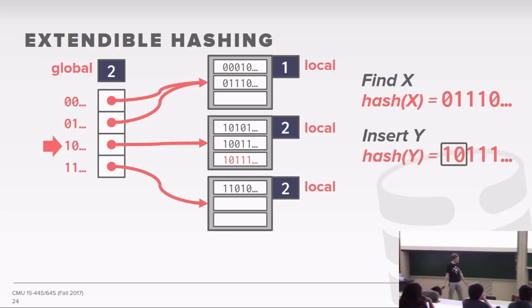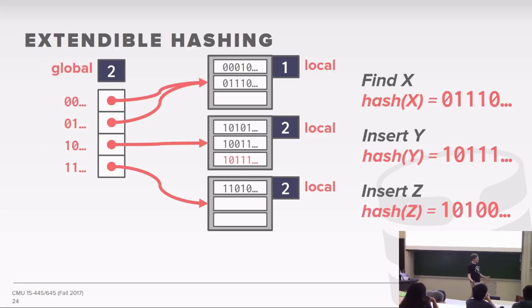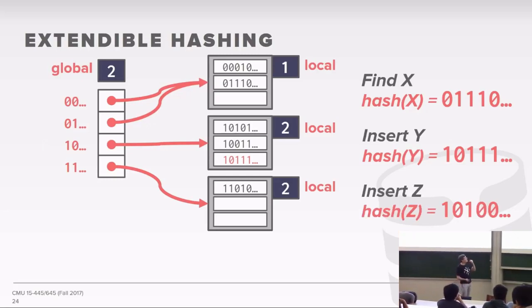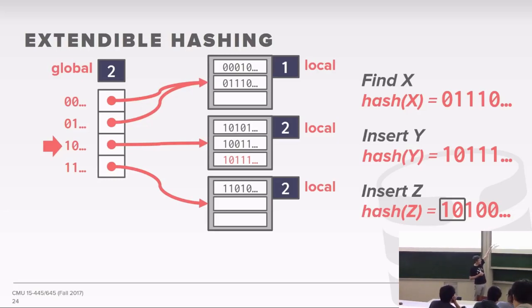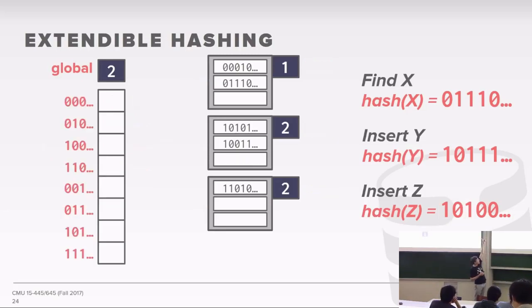Now I want to insert z. Same thing. First 2 bits, right? It ends up hashing to this location here. But we see that our bucket is now full. So we're going to go ahead and split this, and now set the global counter to 3.